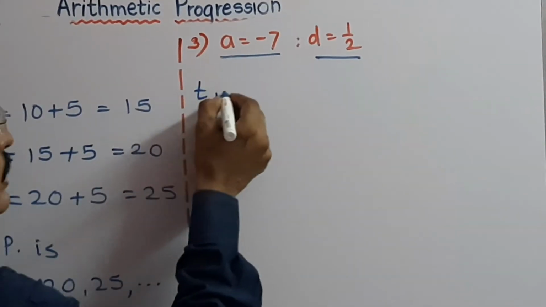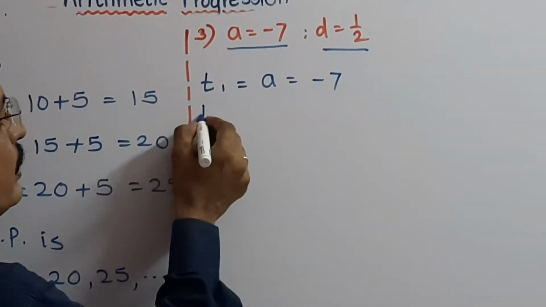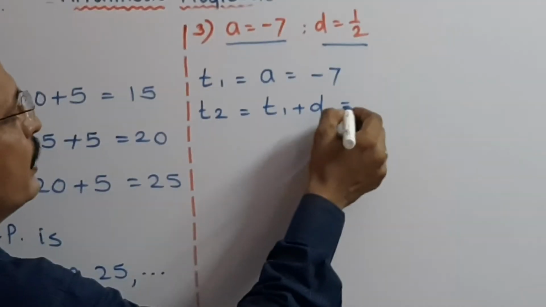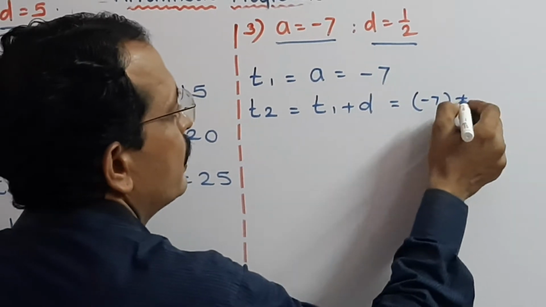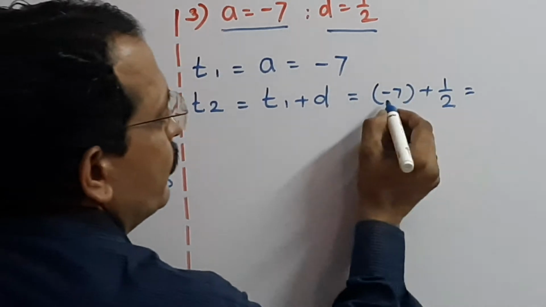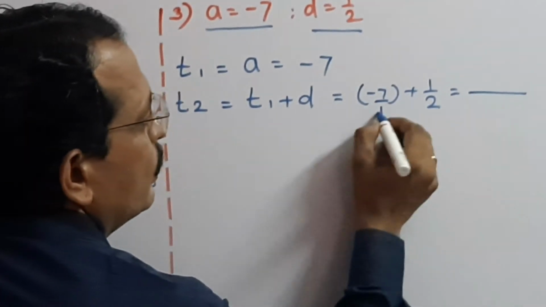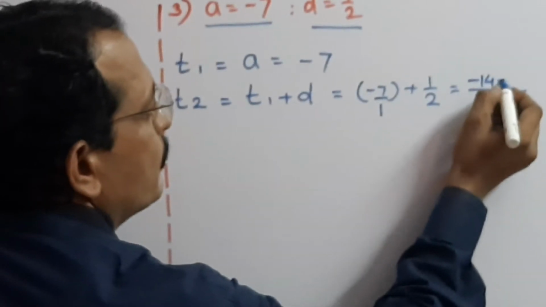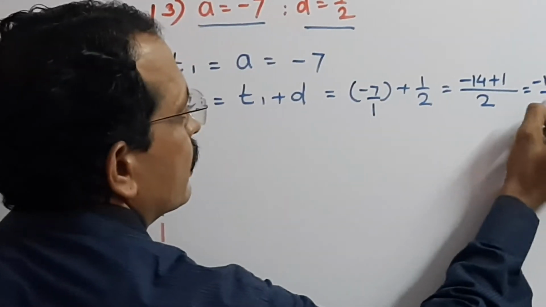Therefore T1 is equal to A is equal to minus 7. Then T2 is equal to T1 plus D. Now here T1 means minus 7 plus 1 upon 2. Here it is 7 upon 1, therefore 2 1s are 2 and 7 2s are minus 14 plus 1, therefore it is minus 13 upon 2.